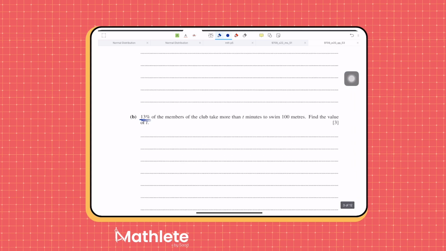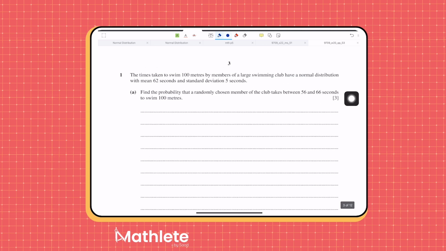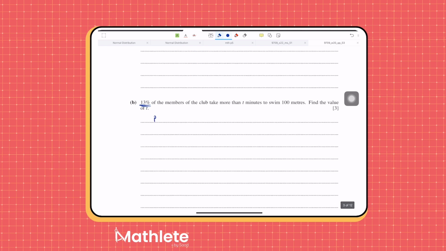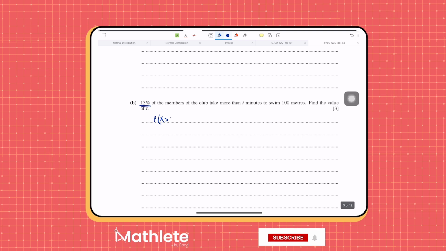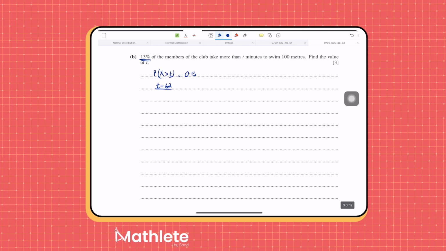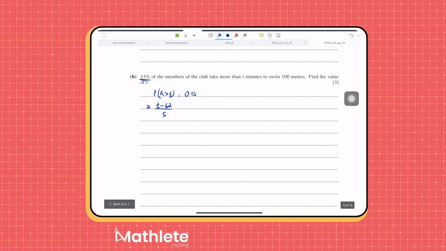13% of the members of the club take more than T minutes to swim 100 meters. Okay, so we're talking about the distribution of the time taken to swim 100 meters, which is a normal distribution, mean 62, and variance 5 squared. So the probability of x being greater than t is 13%, which means 0.13. Now how will I find the z-score of t? T minus 62 divided by the standard deviation, which is 5. This will give me z.